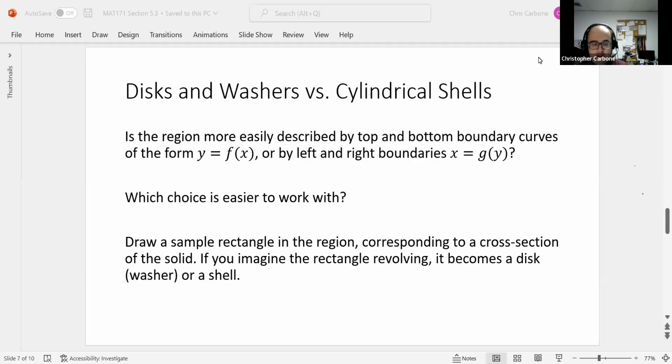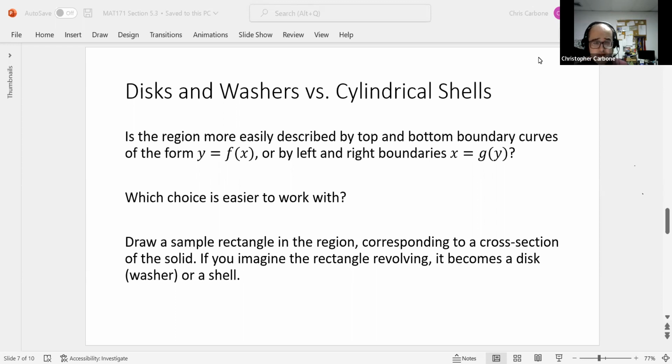Welcome to part 2 of our lesson on volume by cylindrical shells. I have on here some thoughts to keep in mind when it comes to using the disk/washer method or the cylindrical shells method.